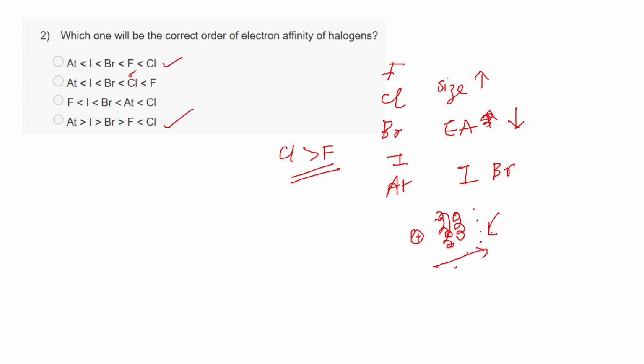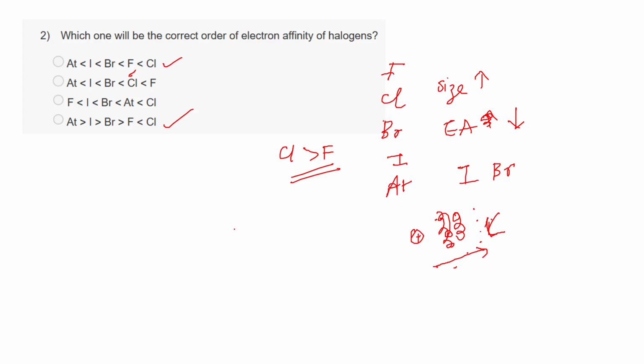And if we add an electron here, there is very little electron-nucleus interaction. If the electron cannot see the nucleus, then why will it come here, right? The electron-nucleus interaction is very less. Because of that, it won't like to add an electron here. Because of this, electron affinity will be very less.